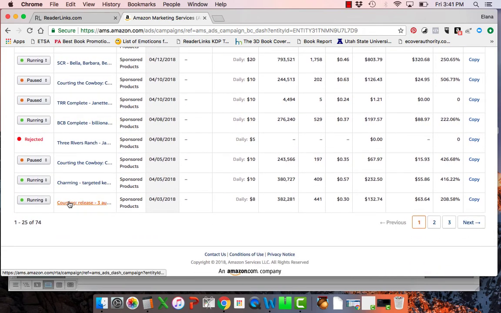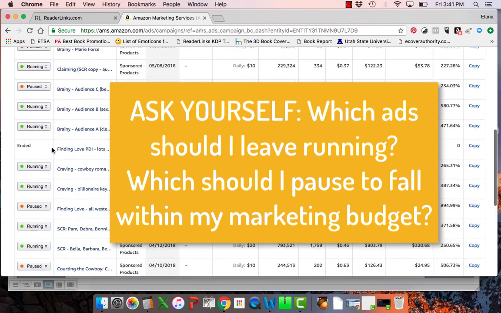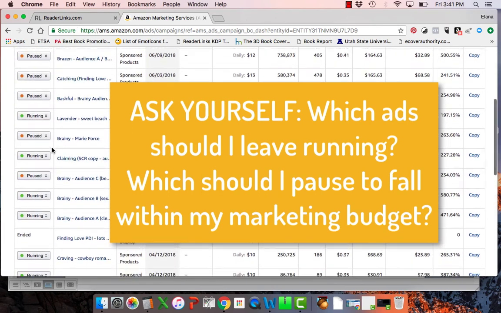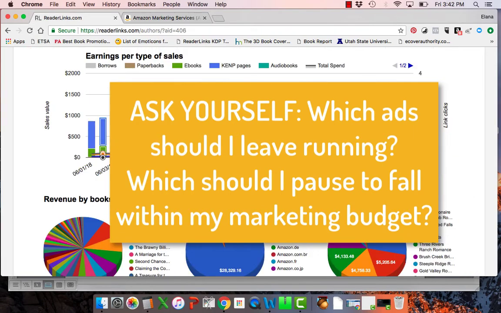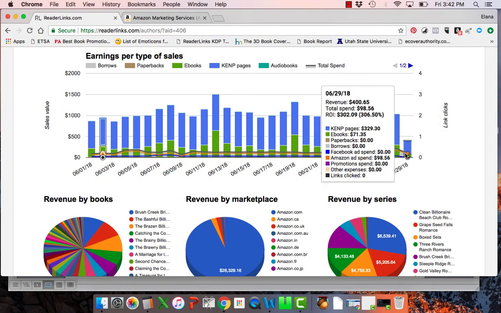This Courting, Charming, Courting, these are not first in series books. I would pause all of these if I wanted to save money. So I kind of just check at those. I look at them. I have more ads on page 2, but that's the general gist. All I'm doing is going through and evaluating which ads can I pause so that I am not spending $171 a day on Amazon. And you'll notice that the next day I did a bunch of that pausing and a little bit of work on the ads, and I cut my spend almost in half.